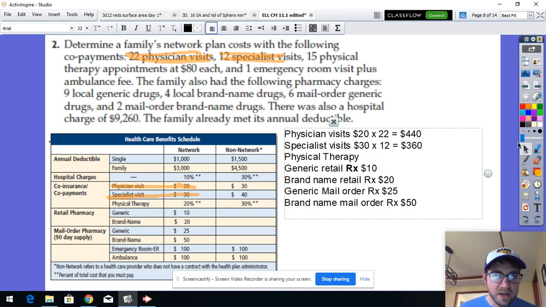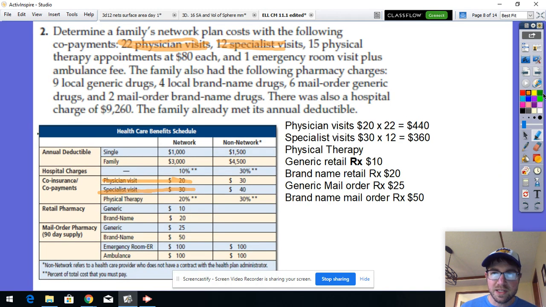Then physical therapy, you notice I deleted more of this one because it actually has some key details that are different. It's 15 visits, and it does say that they're $80 each.